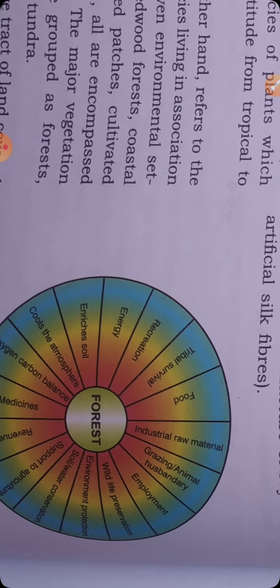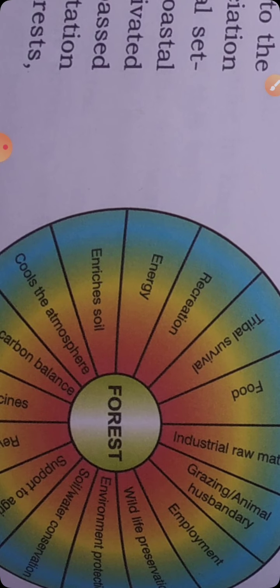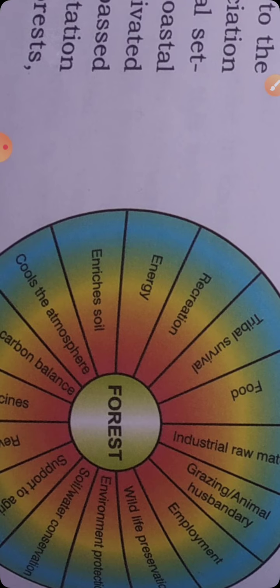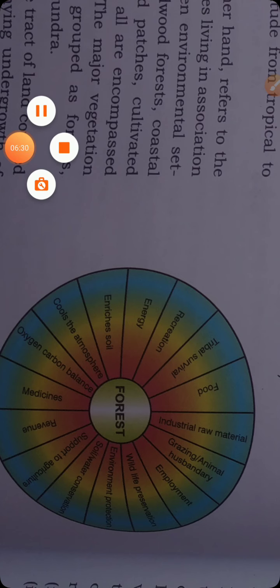Here we have something very important. You can focus on this diagram. Forest provides a lot of things: food, recreation, energy, cleaning the atmosphere, oxygen, carbon balance, then medicine, revenue, support to agriculture, soil and water conservation, environment protection, wildlife preservation, employment, grazing of animals and animal husbandry, then industrial raw material, food. All these are there. So this is all coming from the forest.